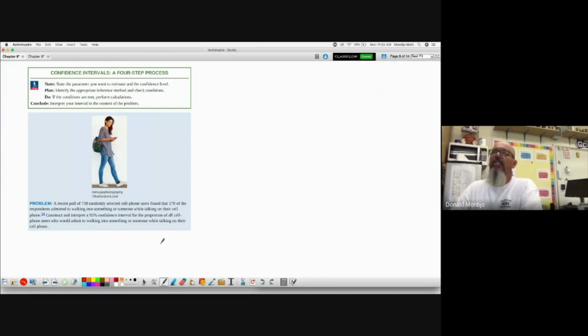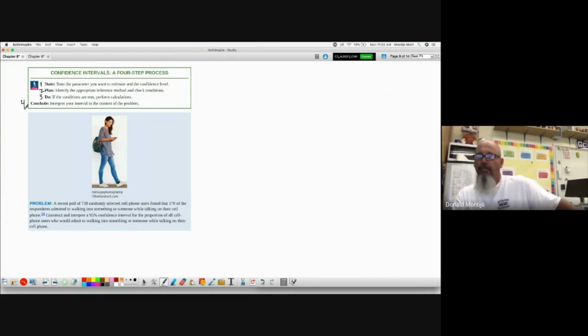So first, state the parameter you want to estimate and the confidence level. So step one, what are we going to do? Step two, identify the inference method and check conditions. Are we allowed to do it? Step three, do it. And step four, interpret what we did. So let's go through this process right now.